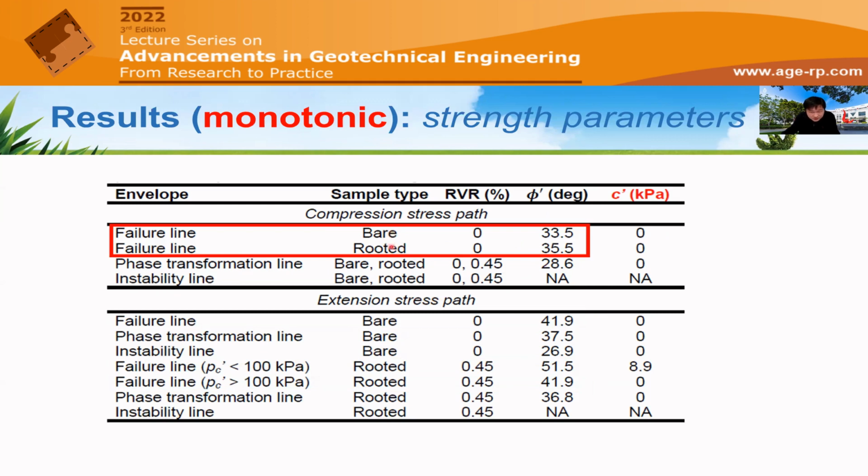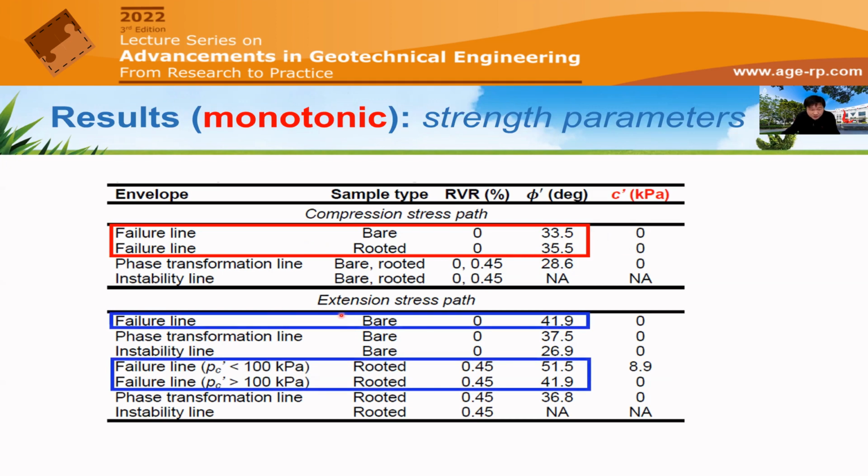The rooted soil doesn't have much increase in friction angle compared with the bare soil. You see only 2 degrees, perhaps not very significant. And we didn't observe much increase in cohesion, both are 0 in this particular case, just because Toyoura sand is cohesionless, so we do not expect any true cohesion or true bonding between the particles.